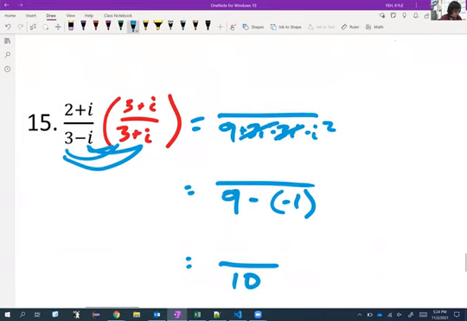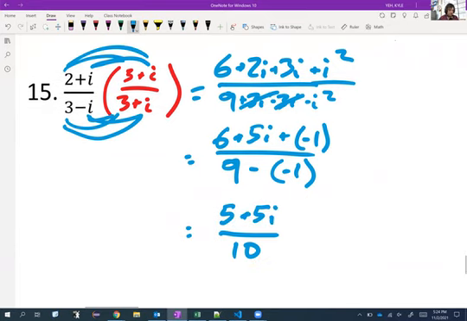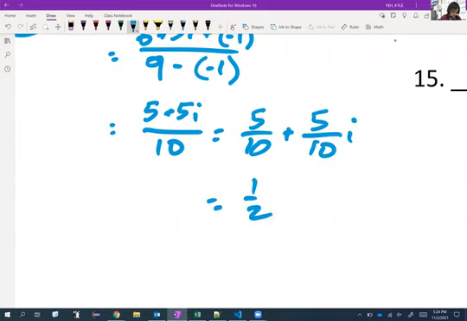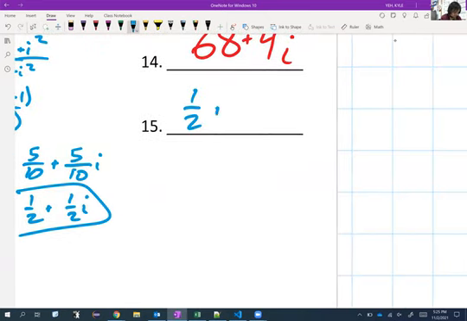Let's see what we get on top. 6 plus 2i plus 3i plus i squared, which again is negative 1. So 6 plus 5i plus a negative 1. We get 5 plus 5i. And then we're going to break it down so it looks like a good, well-formatted complex number. The real part, 5 over 10, plus 5 over 10i, the imaginary part, and simplify those fractions. 1/2 plus 1/2 i.